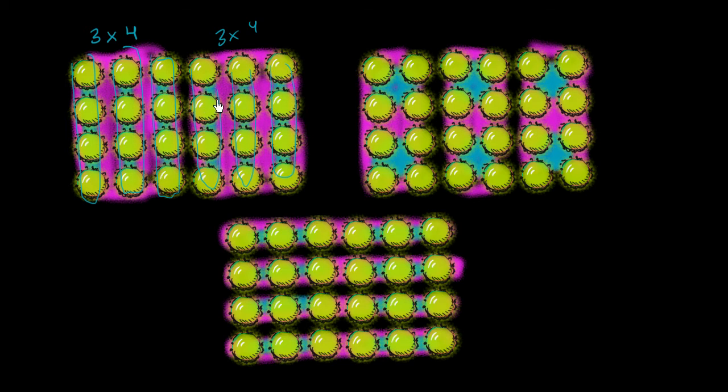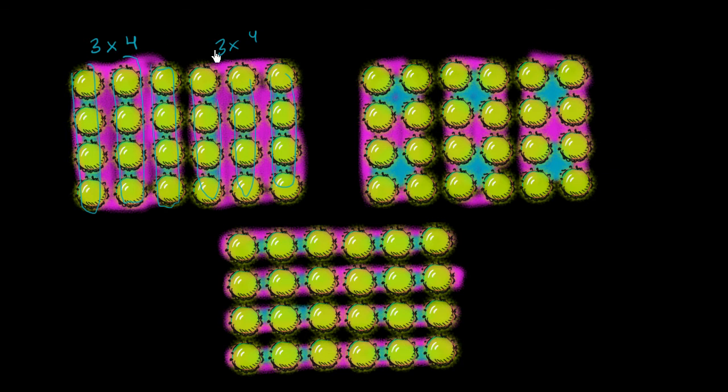So you could view these combined as 2 times 3 times 4. We have one 3 times 4, and then we have another 3 times 4. So the whole thing we could view as, let me give myself some more space, as 2 times, let me do that in blue, 2 times 3 times 4. That's the total number of balls here. And you can see it based on how it was colored. And of course, if you did 3 times 4 first, you get 12. And then you multiply that times 2, you get 24, which is the total number of these green circle things.